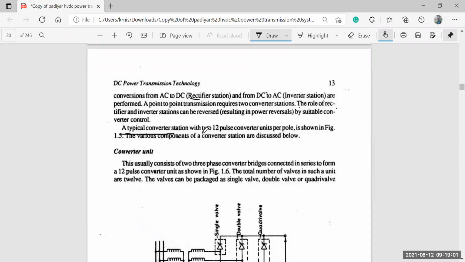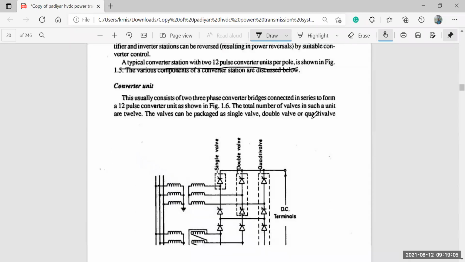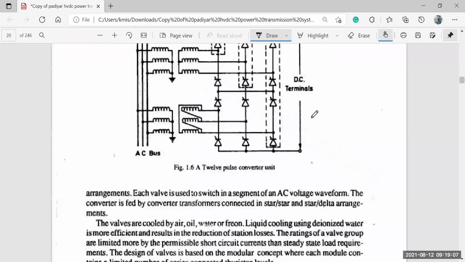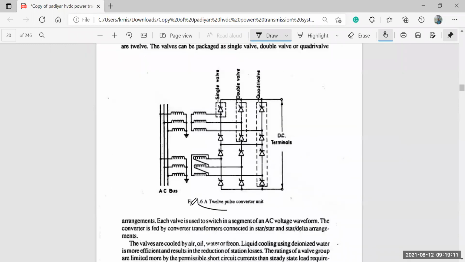So a typical converter station with a 12 pulse converter unit per pole, this you do not need to recall. See, this is one circuit, a 12 pulse converter. There will be 12 diodes in this.